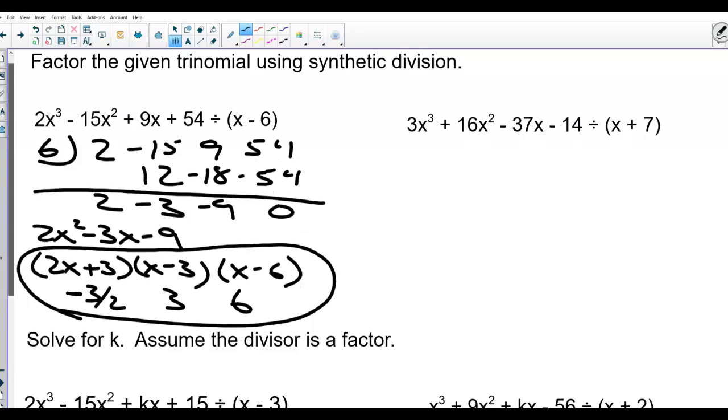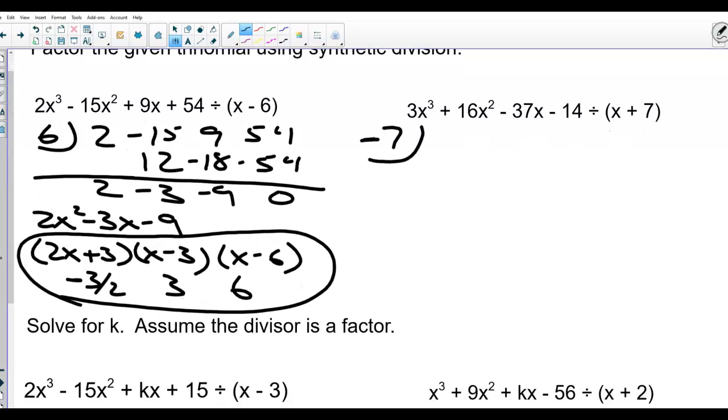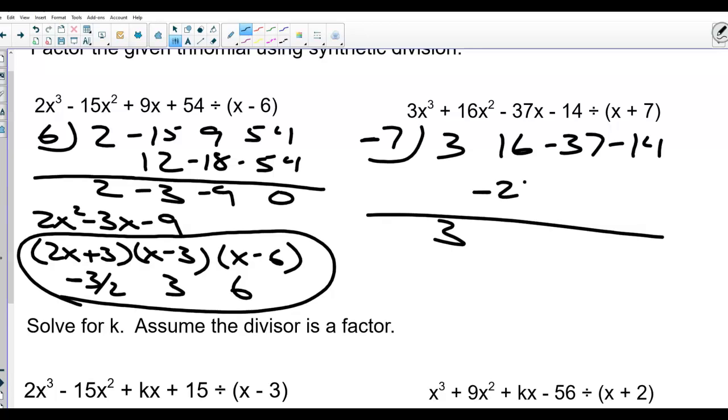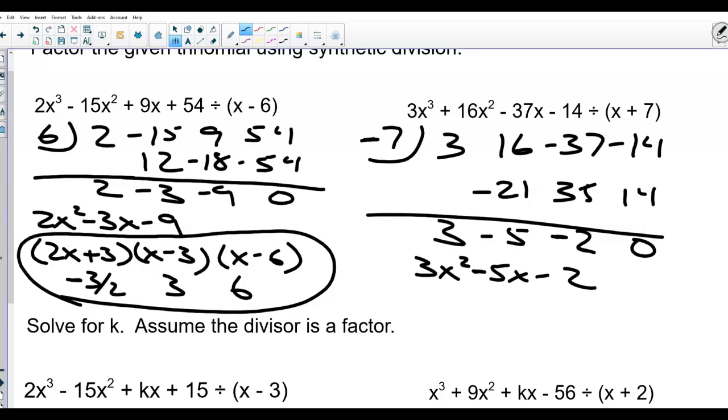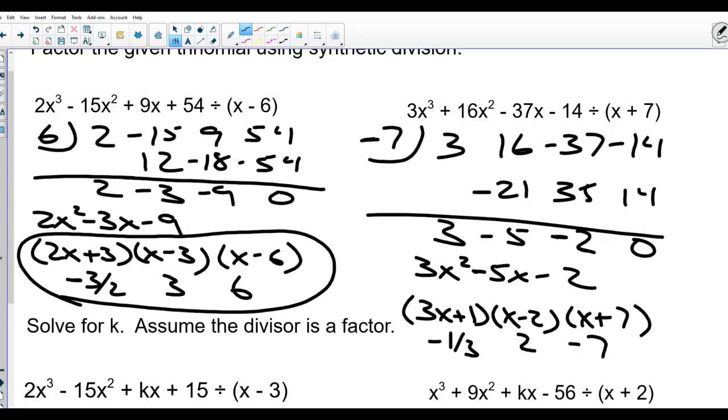All right, so on this one here, we're given the factor, and negative 7 makes that divisor equal to 0. So 3, 16, negative 37, negative 14. We drop the 3, we get negative 21. That's negative 5. We get 35. That gives me a negative 2, and then we get 14. We have 0. When I factor this, 3x squared minus 5x minus 2, it factors to 3x plus 1, x minus 2, and then I include my other factor of plus 7. So my zeros are negative 1/3, 2, and negative 7.